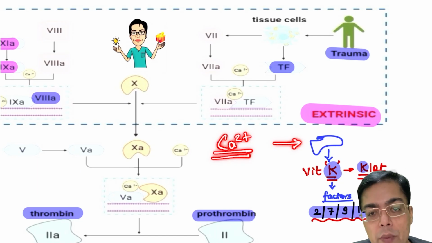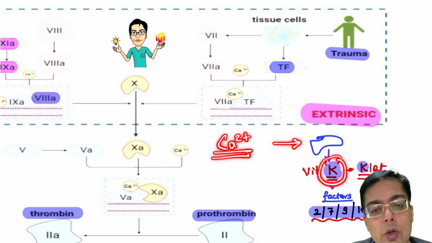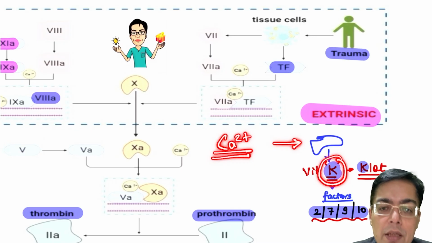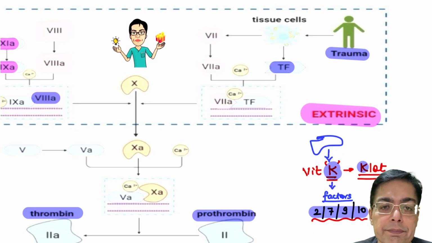Which vitamin is required for clot formation? Of course, we are aware it is vitamin K. Which clotting factors are dependent on vitamin K? The vitamin K dependent clotting factors are 2, 7, 9 and 10.